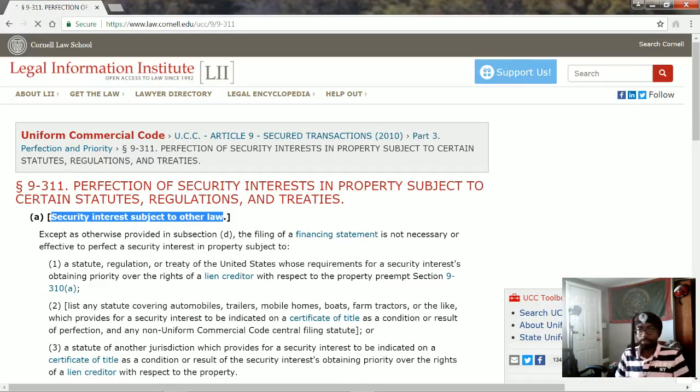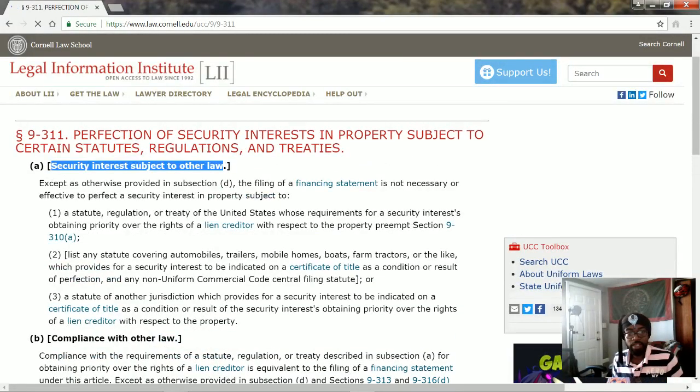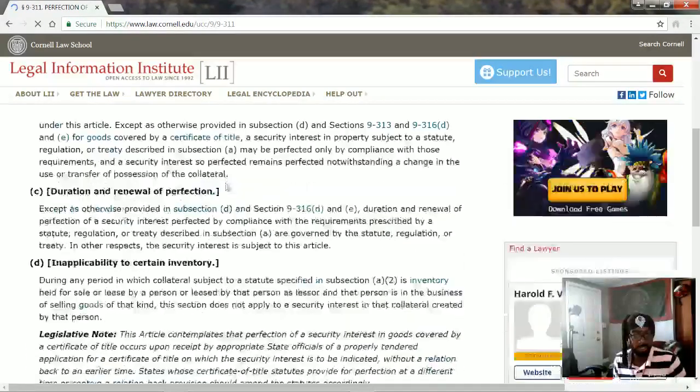So what does that mean? That means that off rip, if you want to perfect the security interests, there are other laws you can use outside of the U.C.C. This ain't Brother Koo saying this. This ain't me saying this. Except as otherwise provided in subsection D. Now, before I even get into that, let's go to subsection D. What is subsection D?